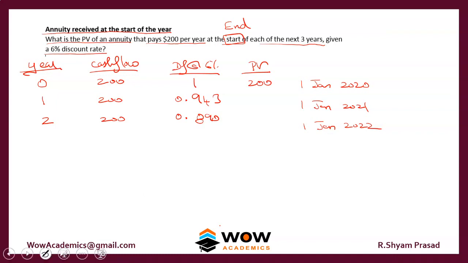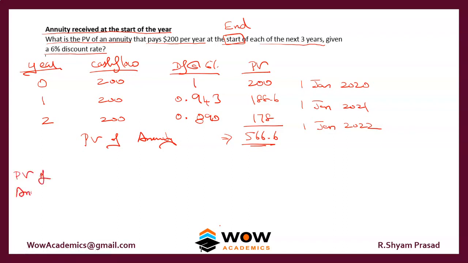This will be 200, this will be 188.6, this will be 178. If you add all of them together, you will get 566.6. So that is the present value of the annuity. We have got this number. So can we do a shorter approach and find it out? Yes, we can. Present value of annuity.